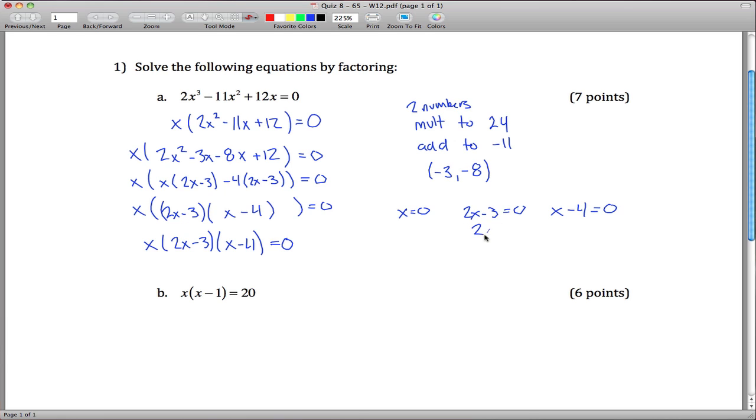This one I could add 3 to both sides and then divide by 2 and get x equals 3/2. And this one I could add 4 to both sides and get x equals 4. So my solutions would be x equals 0, 3/2, and 4. Or you could just leave it like this over here. Either way, it's totally fine. And we're finally done with the first one.